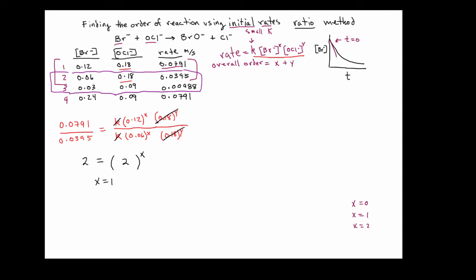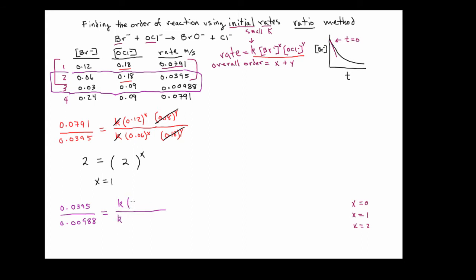So let's go ahead, and we're going to set this one up exactly the same way. I'm going to put the larger value over the smaller one, so we're going to divide 0.0395 by 0.00988. And then again, this is going to be equal to the right side of the equation, which is the other part of the rate law. Again, the rate constants, I'll put them in like this. They're going to be canceling out.